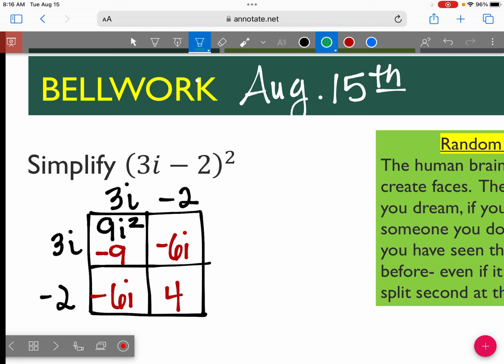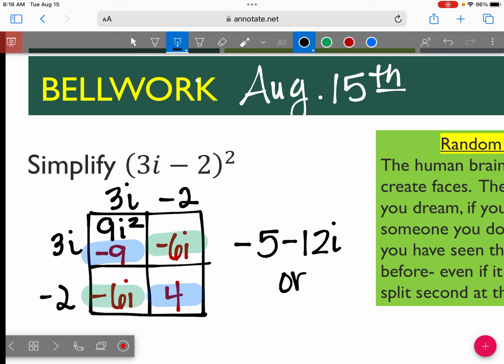So now you're ready to combine your like terms, and these terms are like terms, and these terms are like terms. So my final answer would be negative 5 minus 12i, and you can also flip that to negative 12i minus 5. So either one of those would be perfectly fine for full credit. Who had that answer by chance on the bell work? All right, so go ahead and make a correction if you did not get that answer.